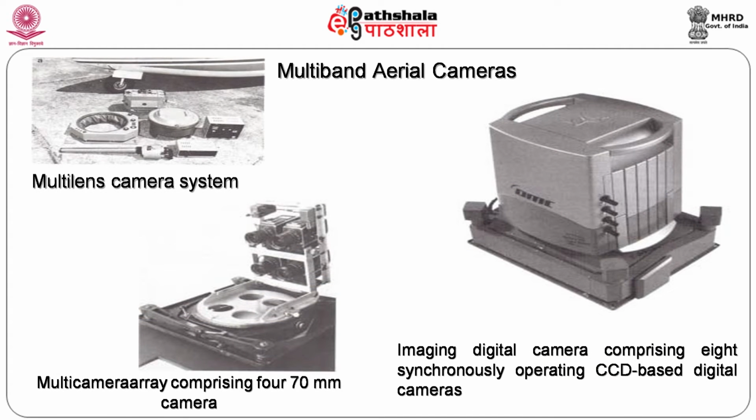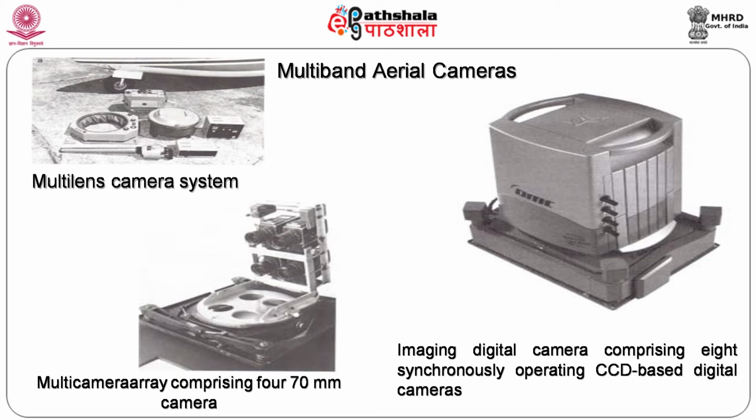Yes, I was talking to you about multi-band aerial cameras, wherein you have a multi-lens camera system. You have two lenses used here, and then you have a multi-camera array comprising four 70mm cameras. You see here, 1, 2, 3, 4 of them are 70mm in nature. Of course, you also have a simple example of a digital camera, which will have as many as eight synchronously operating CCDs, charge coupled device based digital cameras.